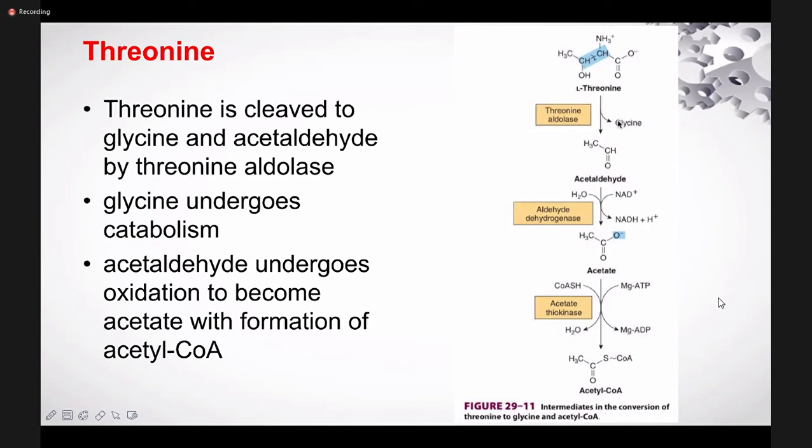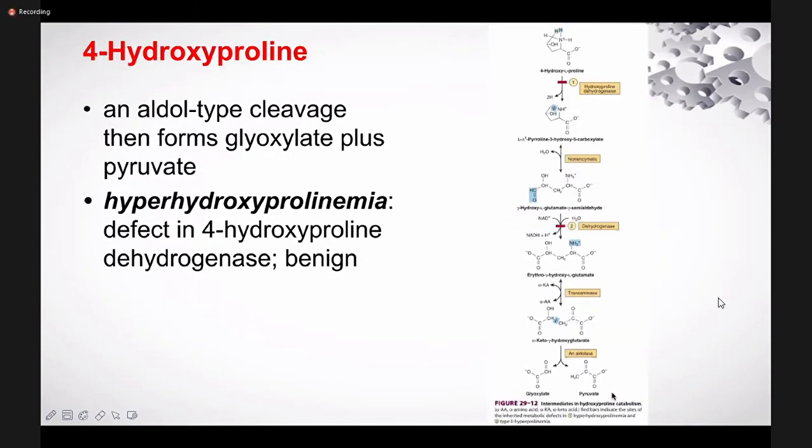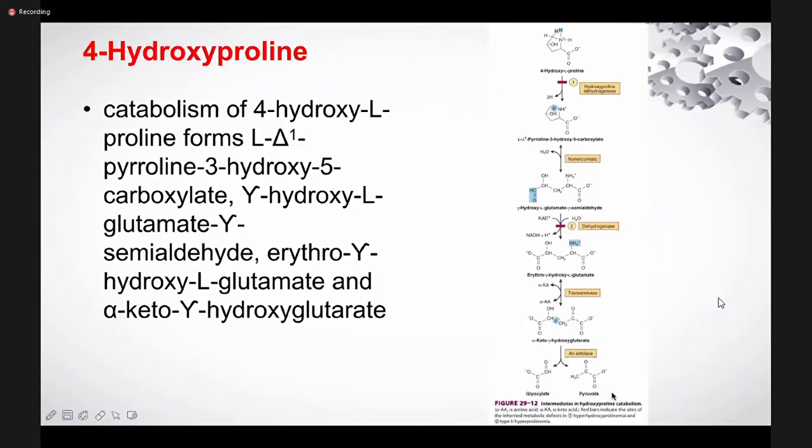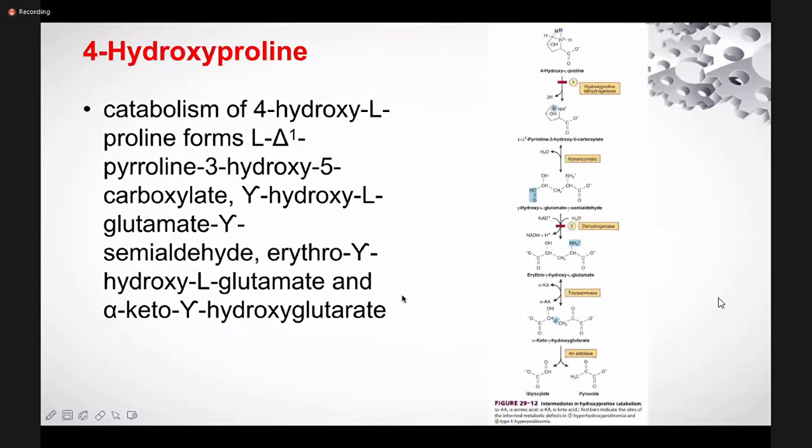So, threonine is first divided to glycine. Glycine undergoes its own catabolism, and acetaldehyde eventually forms acetyl-CoA. For this one, this is the catabolism of 4-hydroxyproline.